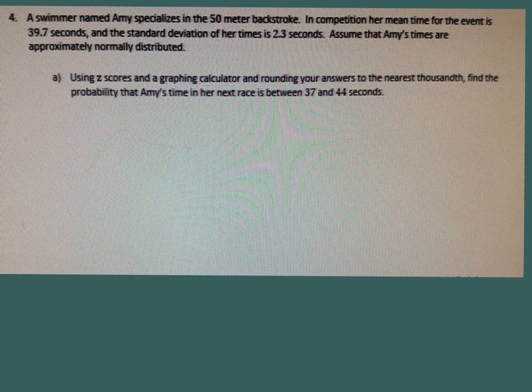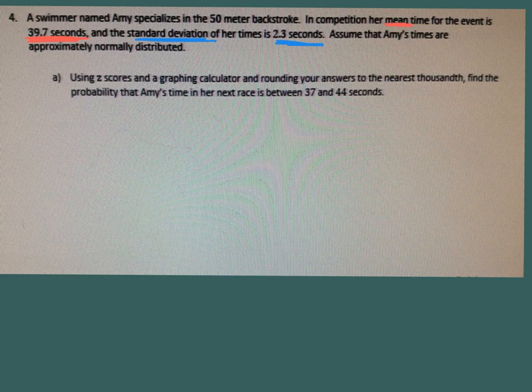If you turn to the next page, we're going to use z-scores to help us find the probability of something occurring. Number 4 says, a swimmer named Amy specializes in the 50-meter backstroke. In competition, her mean time for the event is 39.7 seconds. And the standard deviation of her times is 2.3 seconds. Assume that Amy's times are approximately normally distributed.